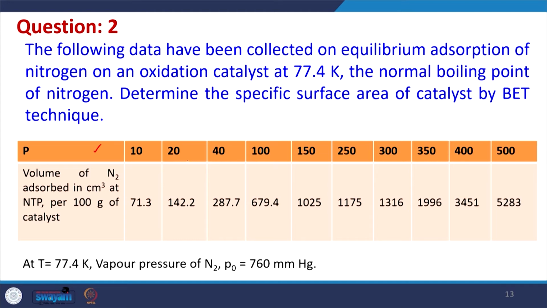But now another data has been given, where at different pressures for a catalyst, this data has been given, and the vapor pressure has been taken here in millimeter Hg, and these values are also in millimeter Hg. So, any of the units may be there. The volume of N2 adsorbed in centimeter cube at NTP per 100 milligram of catalyst is given here.